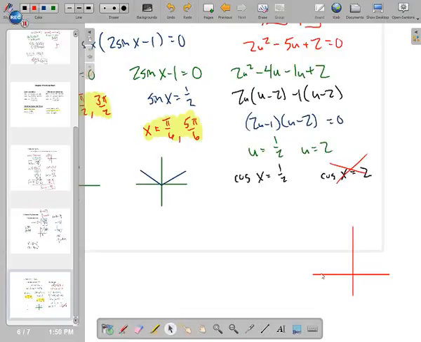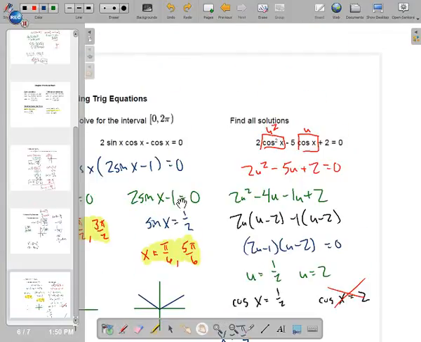Well, cosine is positive in the first and fourth quadrants, I mean, when x is positive. So cosine's positive over here. When cosine is 1/2, that means that you're talking about a 60-degree reference angle in either the first or fourth quadrant. So x is either pi over 3, or x is not 6 pi over 3, but one less than that, 5 pi over 3.